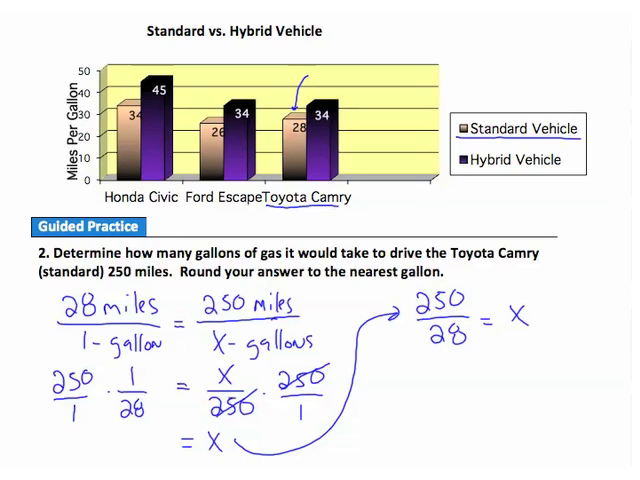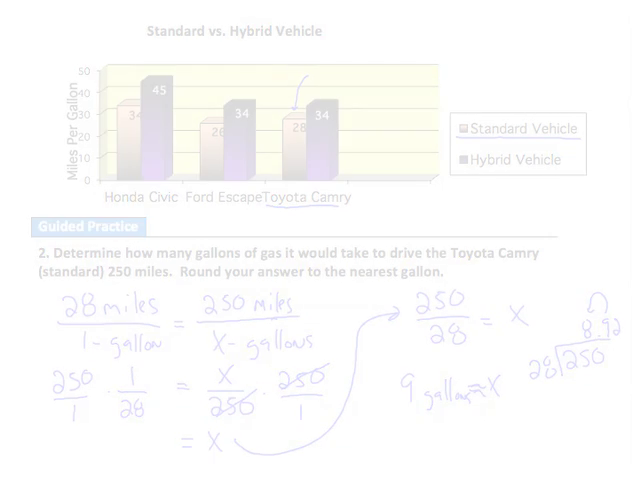So we're going to come off on some scratch work, and we'll do 28 into 250, and when we do that division, we get 8.92. And so we're rounding to the nearest gallon. That 9 then is going to tell us to round that 8 up to a 9. So it looks like here it's going to take 9 gallons of gas, and again that's an approximation, approximately 9 gallons of gas to drive the standard Toyota Camry 250 miles.